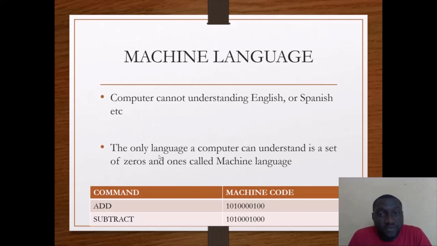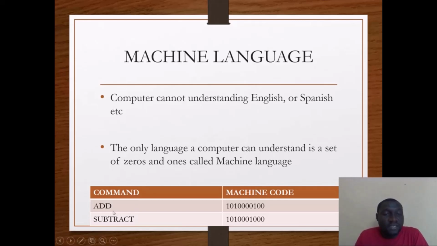Now, before a computer can work, computers don't understand any language. They cannot speak English, they cannot speak Spanish. All they understand is a set of zeros and ones called machine language. They only understand zeros and ones. And that series of zeros and ones is what we call machine language.